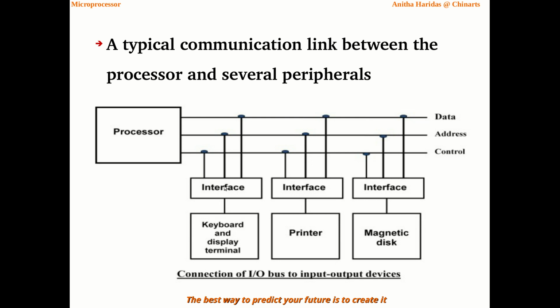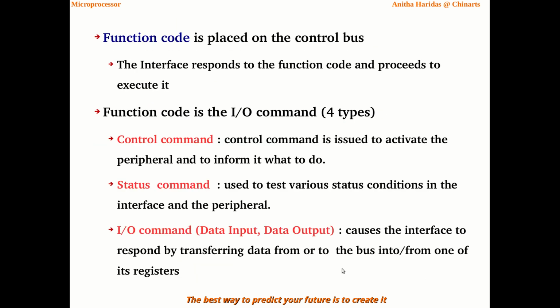It will interpret the instruction. Then it will operate the keyboard. And the keyboard will send the data to the interface, and this interface will place the data on the data bus, and the data will reach the processor. So this is how it works with the function commands.